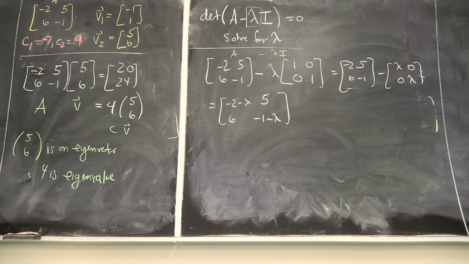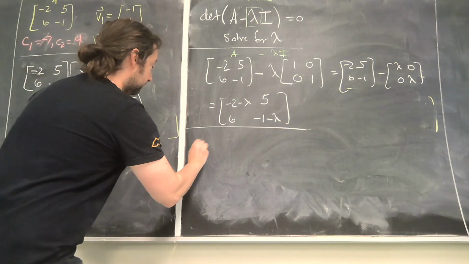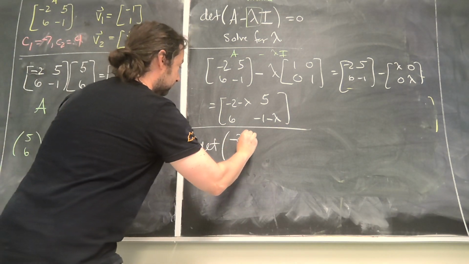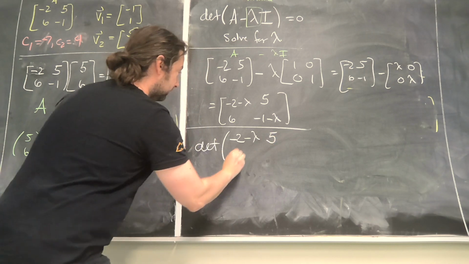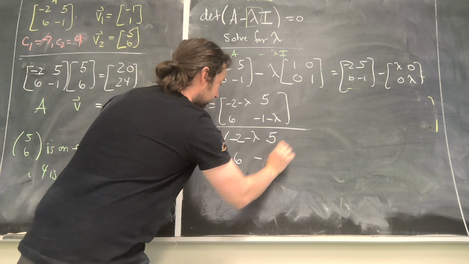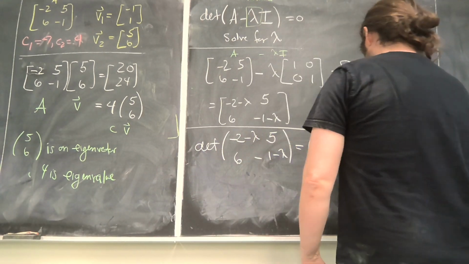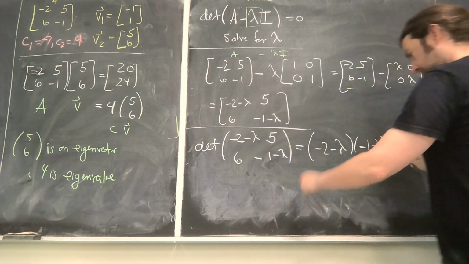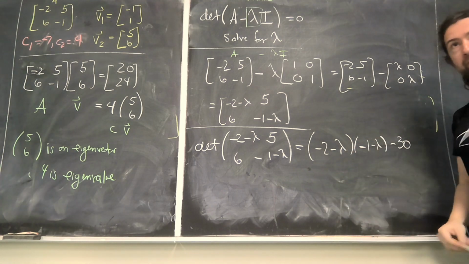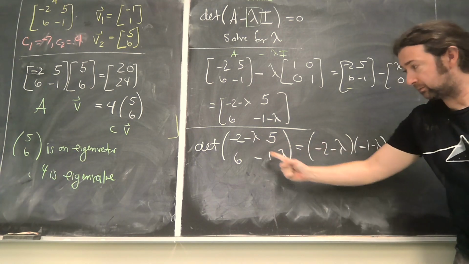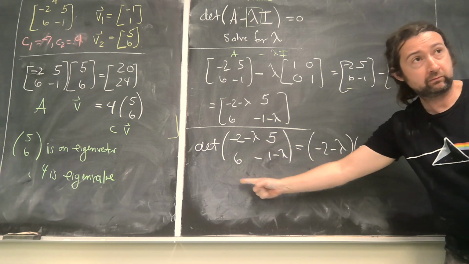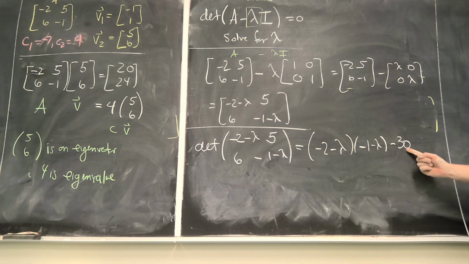Now what the algorithm says to do, this black box I'm asking you to accept for right now, is that I should now take the determinant of that matrix. So the determinant of minus 2 minus lambda, 5, 6, minus 1 minus lambda is minus 2 minus lambda times minus 1 minus lambda, minus 30. The 2 by 2 determinant is this times this minus this times that. So A times D minus B times C. Double check I got my signs correct here.